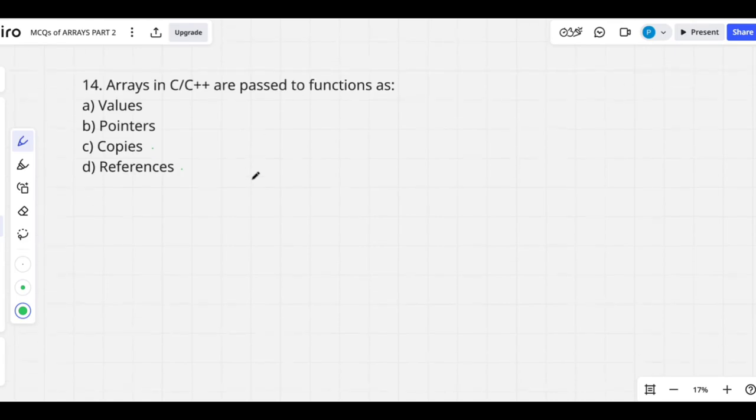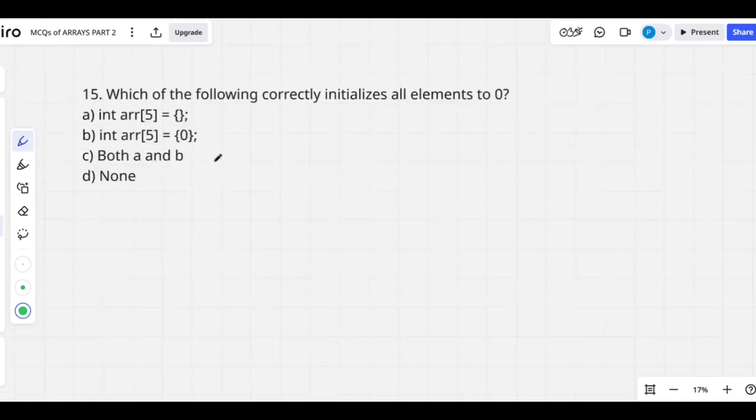Arrays in C or C++ are passed to the function as what? What are we passing in the functions? The options given are values, pointers, copies, or references. So option B is the correct one. Pointers are the correct answer for question number 14. Okay, now moving to question number 15.